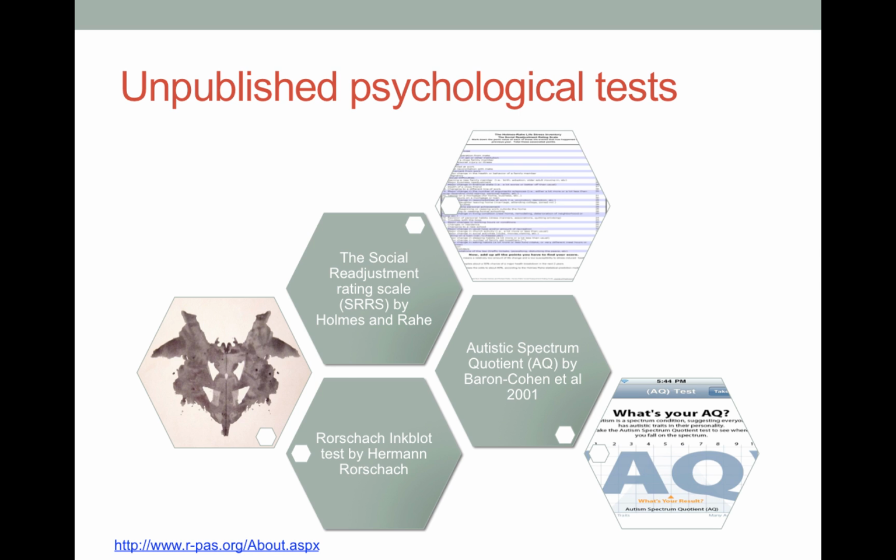Here are some examples of unpublished psychological tests. The Social Readjustment Rating Scale by Holmes and Rahe is based on the observation that important life changes, whether positive, such as marriage, or negative, such as death of a close friend, all induce stress.